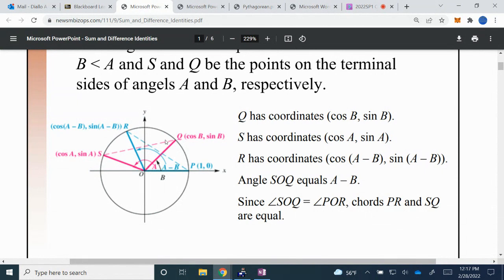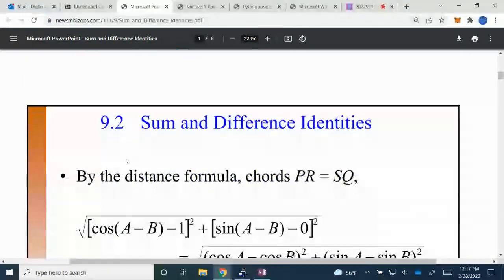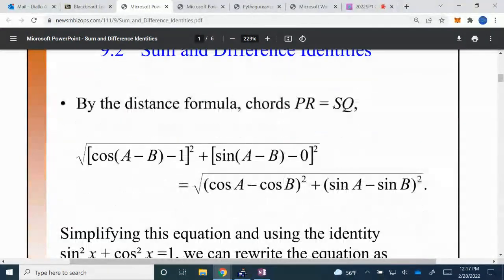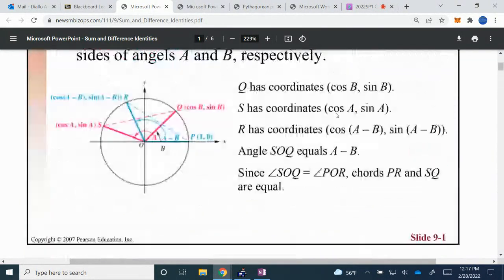In order to find the length of these chords, we use the distance formula from algebra. So here's what's going on. We have PR, that's equal to SQ, as we just saw in the drawing.